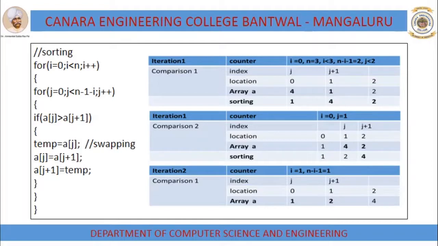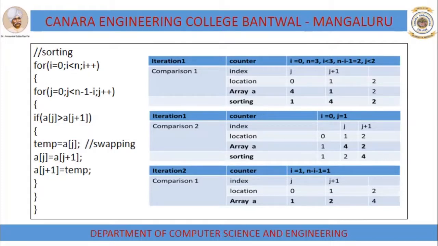Now I am checking if a of j is greater than a of j plus 1, comparing the adjacent elements. a of j is a of 0, a of j plus 1, that will be 0 plus 1, that is a of 1. So I am comparing a of 0, the element is 4, and a of 1, the element is 1. a of j, that is 4, is greater than 1. So the condition is true.